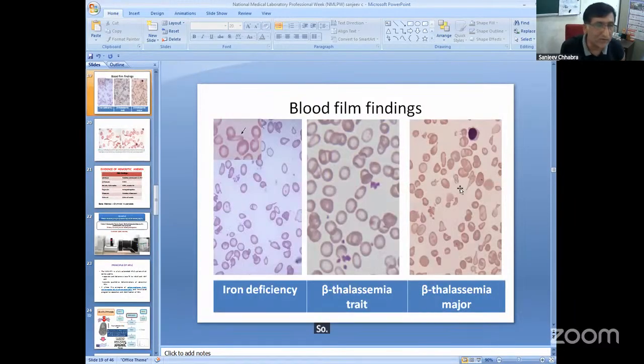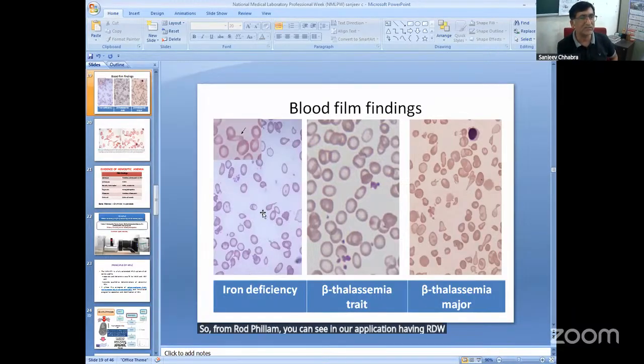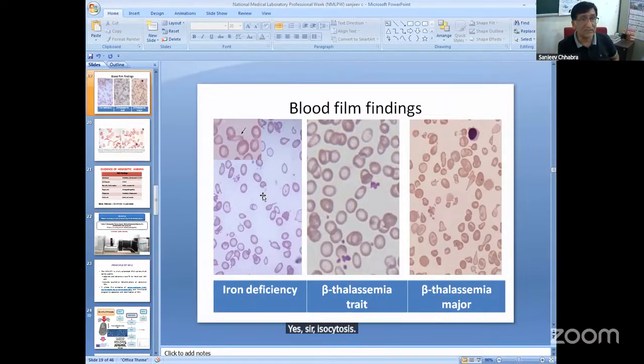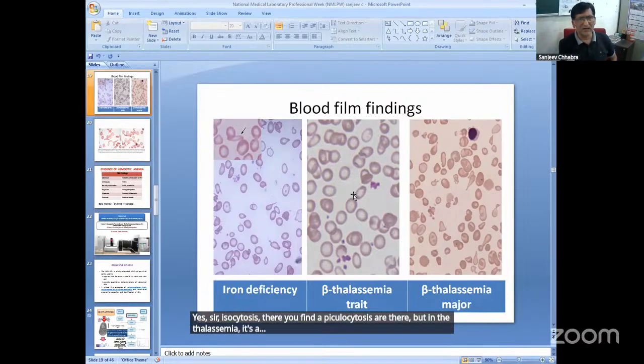So from the blood film, you can see in iron deficiency anemia, which has a high RDW, you find a great variation of size, anisocytosis there, you find pencil cells are there, but in thalassemia, it is a slightly raised RDW.